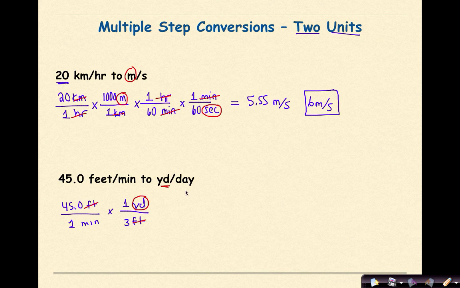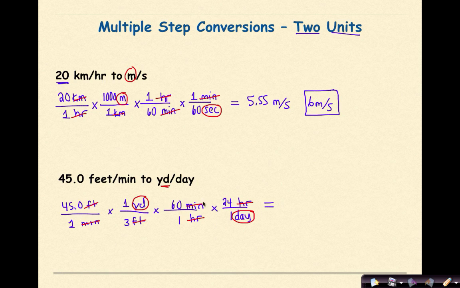So 1 minute, and I need to get to 1 day. If minute starts on the bottom, that means I'm going to put minute on the top. So I'm going to go from minute to hour. There are 60 minutes in 1 hour, and then I'm going to get rid of the hour unit because, again, I want them to cancel each other, one on the top and one on the bottom. And in 24 hours, we have 1 day. So minutes cancel minutes, hours cancel hours, and I'm left with my final unit, which is days.